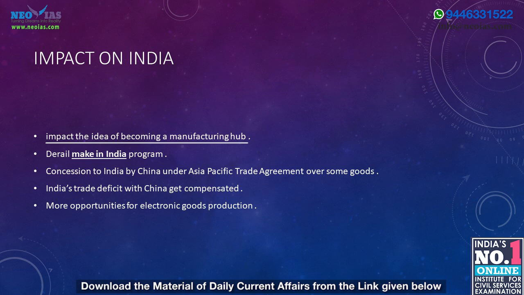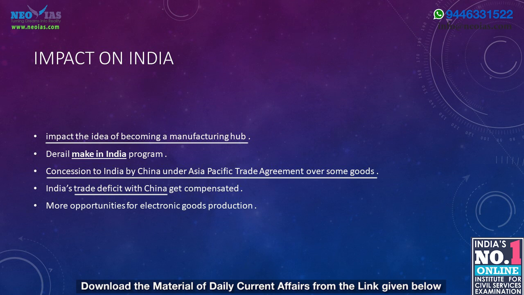But there are some positive impacts also, like China is giving concession to India under the Asia-Pacific trade agreement over some goods like soybean, chemicals, etc. Hence, India will get an opportunity to enter the Chinese market and replace US. And it will help India to balance the trade deficit with China. As US imposed a tariff on Chinese electronics, India must focus to fill this gap by promoting electronic manufacturing schemes like EMCIPs. So that's all about the impact on India.